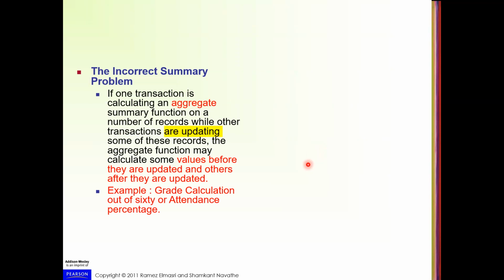The incorrect summary happens when we have a transaction trying to calculate an aggregate summary function on a number of records. While doing this aggregation, the transaction reads the item values before updating for some of them and after updating for some of them. For example, a grade calculation out of 60 marks done on some students whose grades were updated and for other students whose grades were not updated.